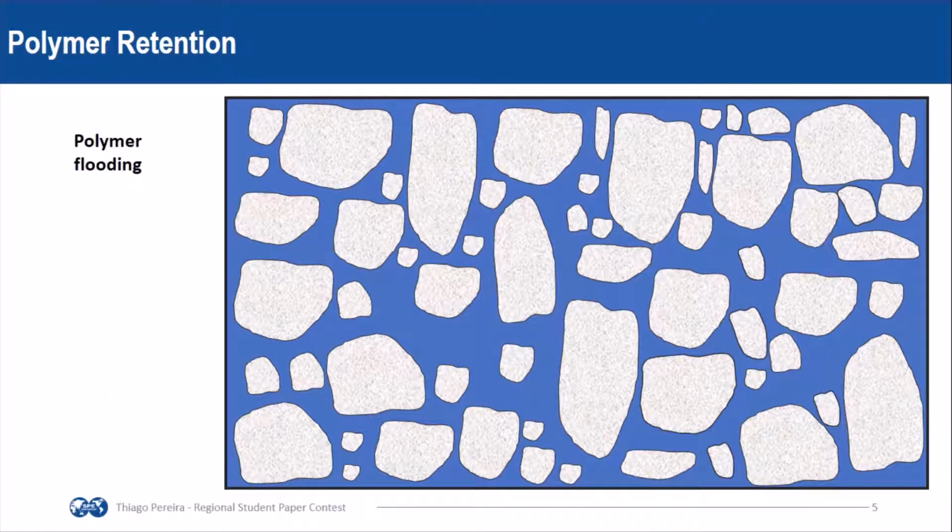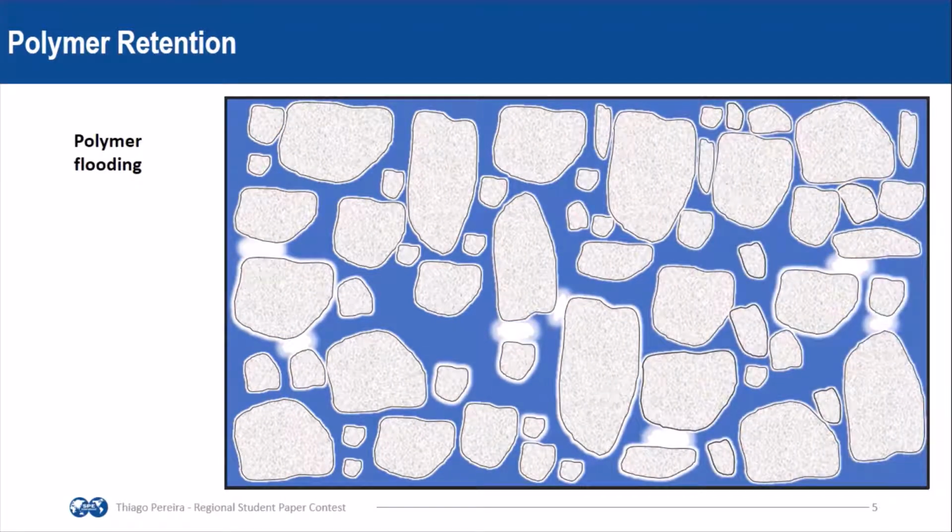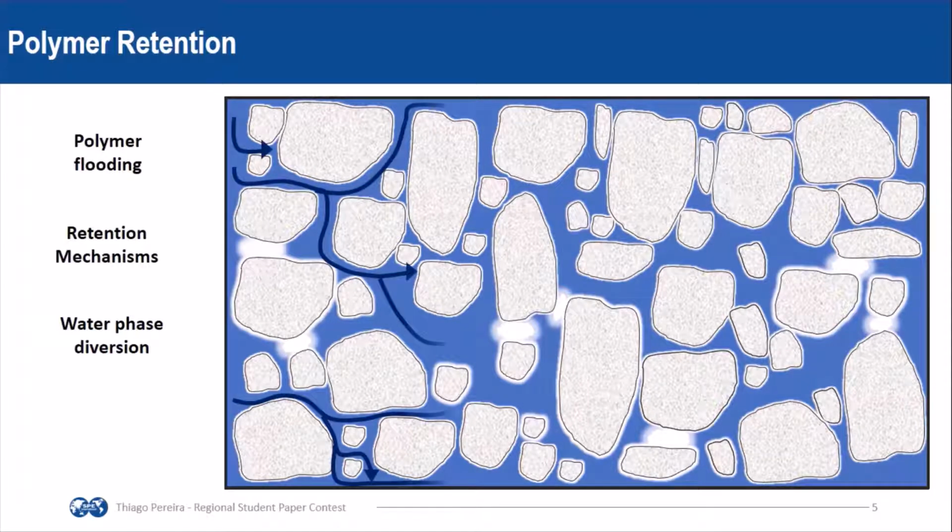When polymer solution is injected, polymer retention mechanisms may occur, modifying the original characteristics of the porous medium. Mechanical entrapment and polymer adsorption will block some of these preferential paths, diverting the water phase to new areas of the reservoir, then increasing the sweep efficiency. So, in this example, we could observe an advantage of polymer flooding.